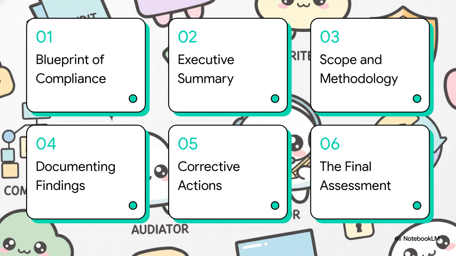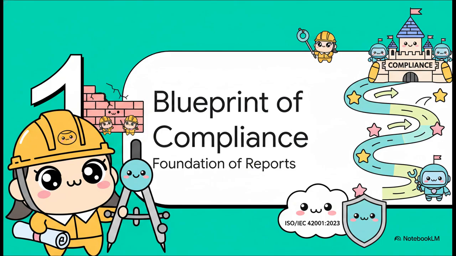To prevent that from happening, we are going to build this perfect report layer by layer, starting with the blueprint of compliance, building the executive summary, scope, and methodology, documenting findings, driving those corrective actions, and then finally, the final assessment. All right, let's kick things off with Section 1, the blueprint of compliance. This is the foundation of our reports.